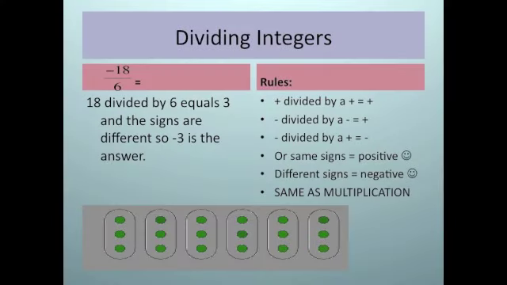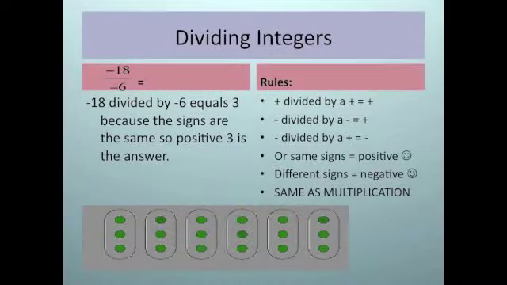Here we have dividing integers. Again, our rules are going to be the same as they were for multiplication. Our example shows -18 divided by 6. Well, we know that 18 divided by 6 equals 3, and these signs are different, so -3 is our answer. For our next dividing integers example, we have -18 divided by -6. Well, the signs are the same in this example, and when the signs are the same, we know we get a positive answer. So -18 divided by -6 equals 3 because these signs are the same. Again, so +3 is our answer.